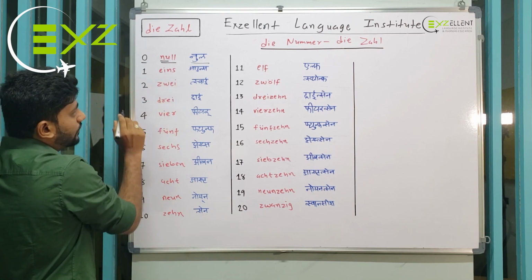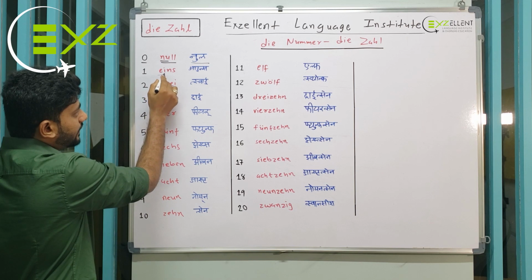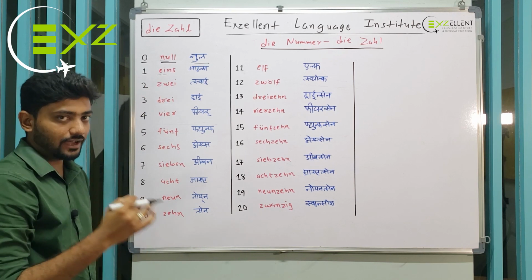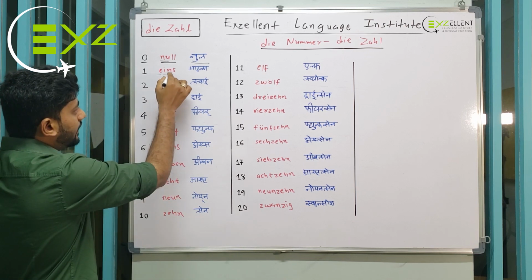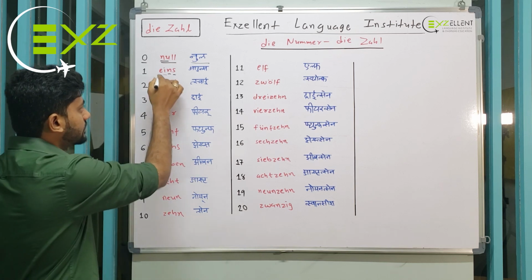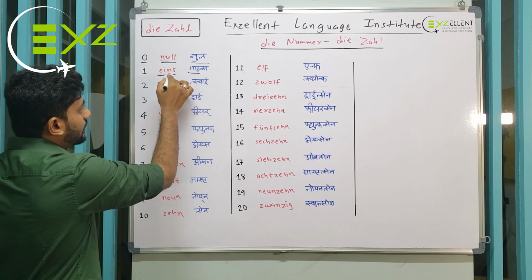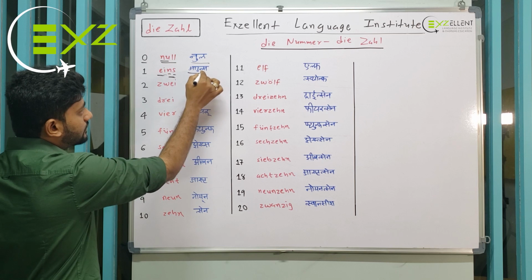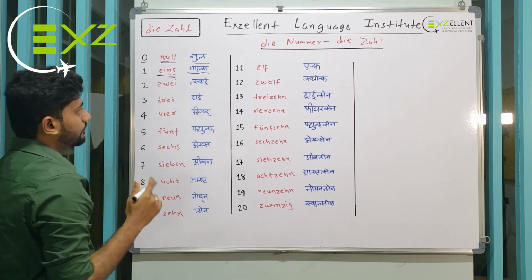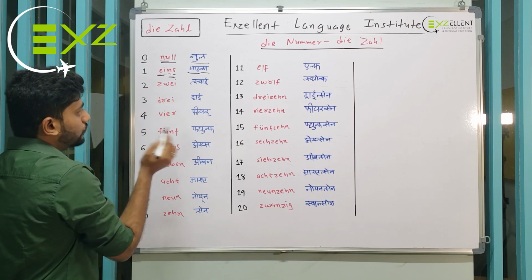See, here in 1, the first two alphabets are E and I. Whenever E, I come together, pronunciation is I. Then N and S. So overall pronunciation is eins. This E, I, ein, and N, like S. So eins, null, eins.